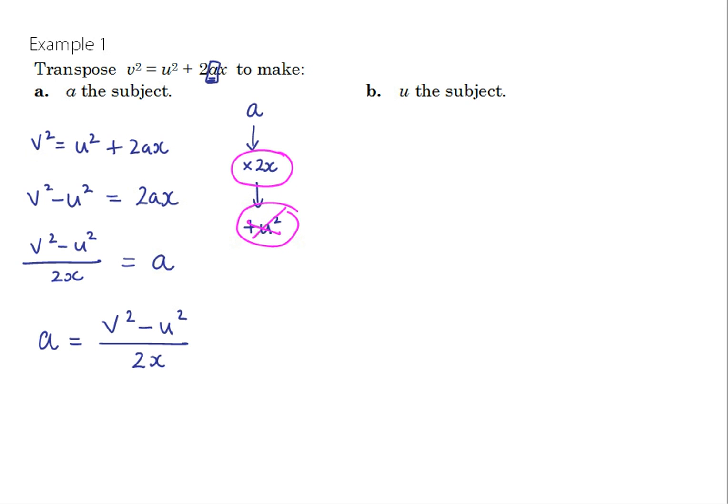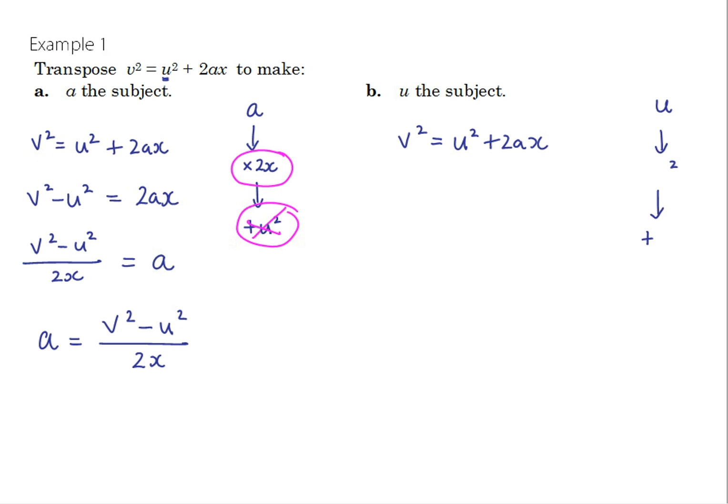Okay, part B, we want to take this same formula. I'm going to write it out again. v squared is equal to u squared plus 2ax. And this time, we want to isolate u. So we want to make u the subject. We just need to think about what's happening to u. So we started with the u. U's on the right-hand side. So what else is happening on the right-hand side? It's been squared.